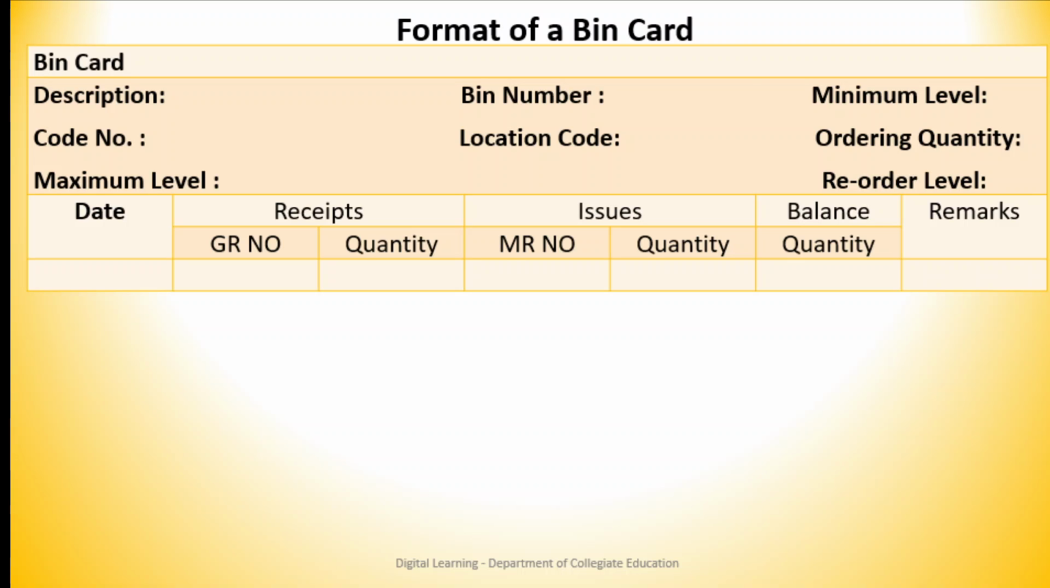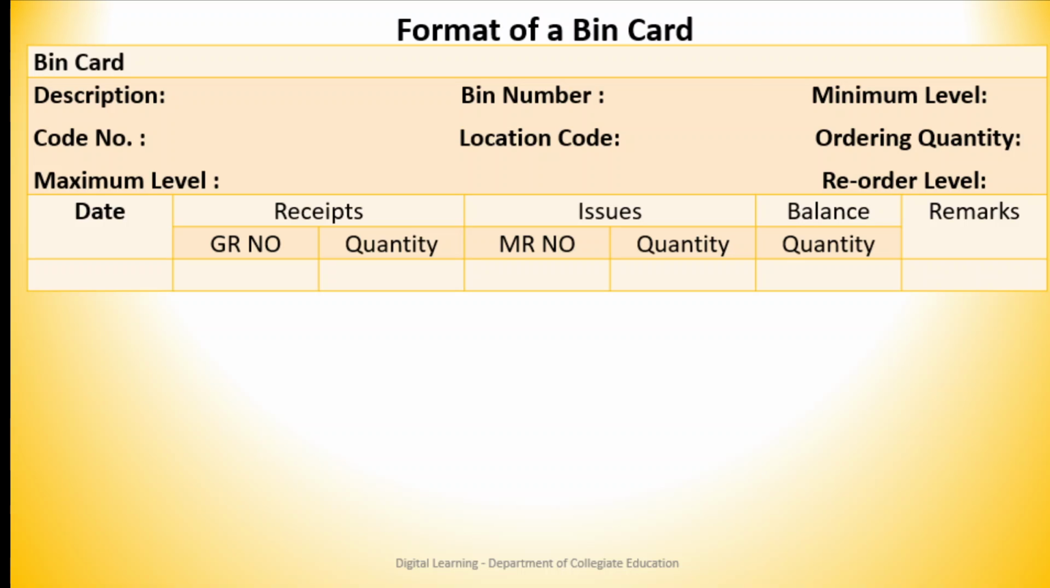The receipts are further divided into two, that is GR number, goods received note number, and the quantity. Issue is further subdivided into two, MR number, that's material requisition number, and also the quantity. In balance, you show only the quantity of material. Then remarks, if any, are shown in a separate column.